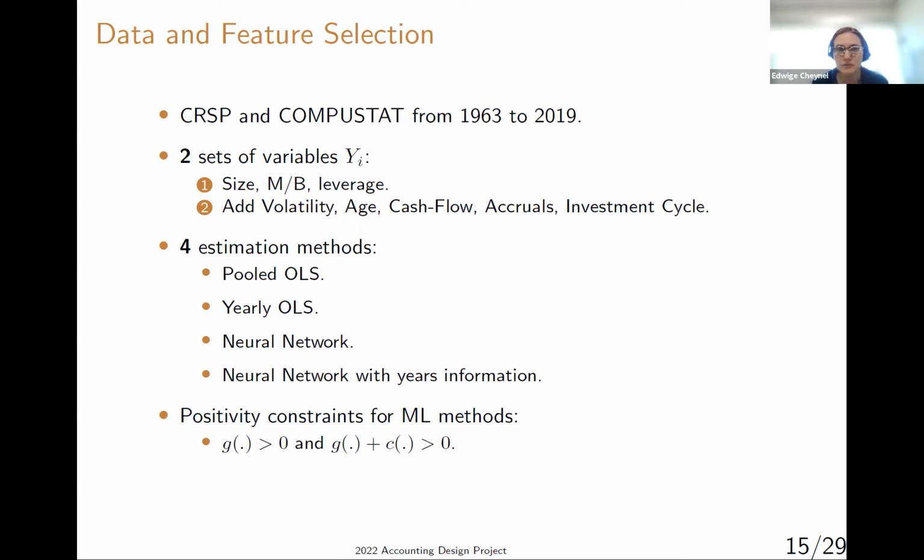So in any case, we will run different models. We have 4 different models. The first one is the typical pooled OLS, so you can think basically Basu. Then we have the yearly OLS, you can think Can and Watts. And then we have the machine learning method, the neural network, where we don't have the year fixed effect. And then we have a second neural network with year fixed effect, if it makes sense. As we were saying in the past, in this version at least, we only have the results where we impose the positive constraints on G and G plus C, okay?